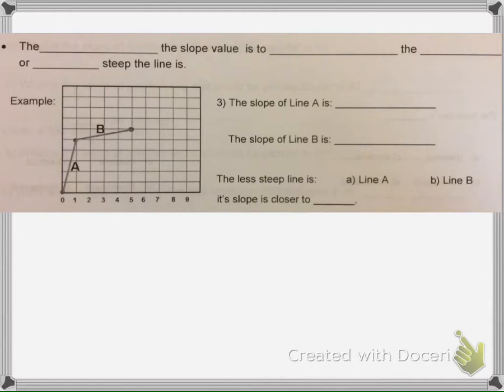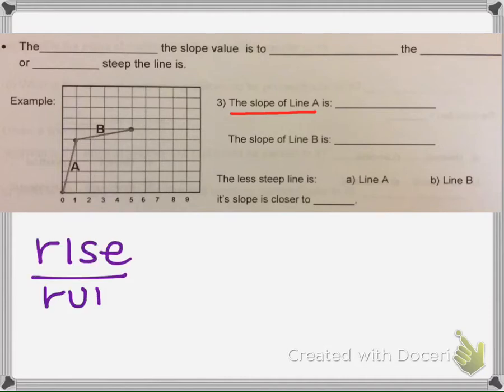Okay, so if we take a look at our next example here, it says, what is the slope of line A? So I want to know from here to here, if this was a line, if it kept going here, if we had a line there, I want to know what is that slope. So to find the slope, we do rise over run.